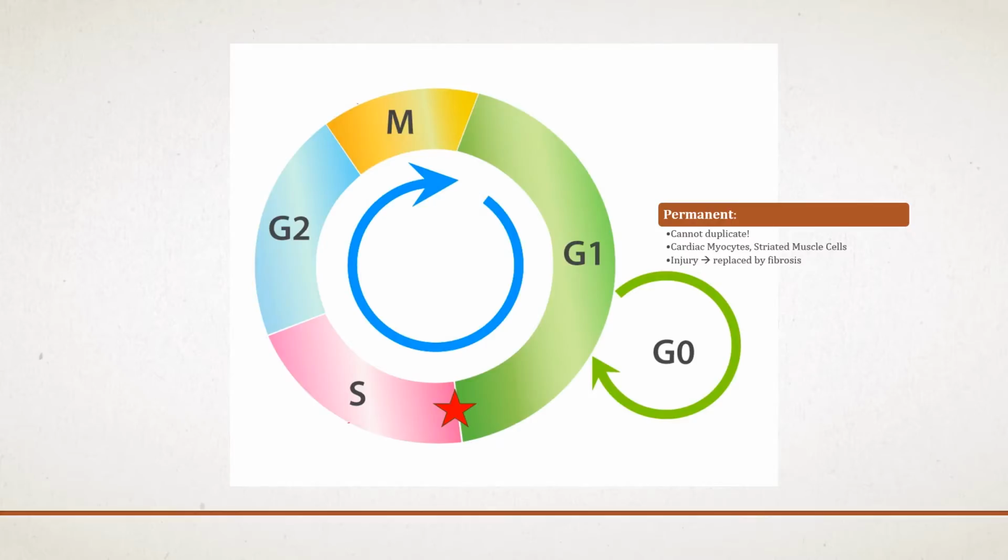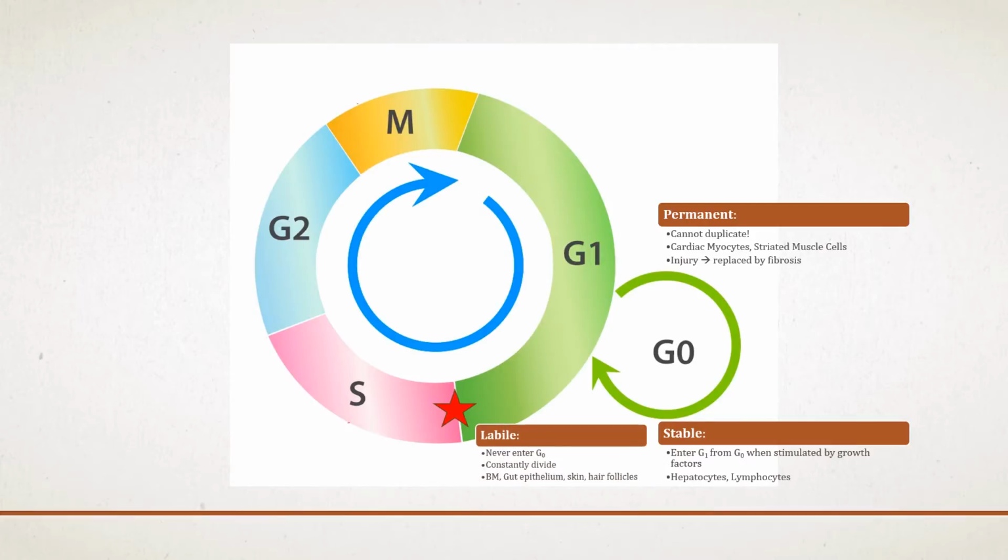If injury were to occur to these cells, the body would have to create a scar via fibrosis rather than normal cellular proliferation. That's simply because, again, they can never enter the cell cycle. Other types of cells include the stable cells. They can enter the cell cycle with the assistance of different types of growth factors. Those include the hepatocytes, as well as the lymphocytes.